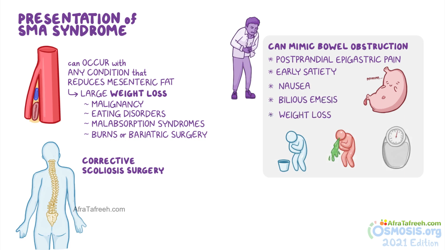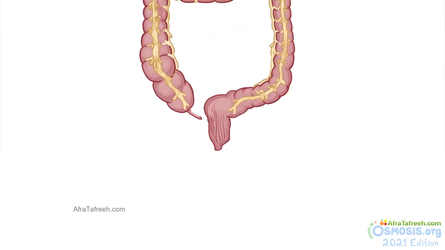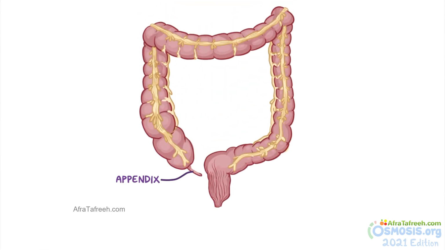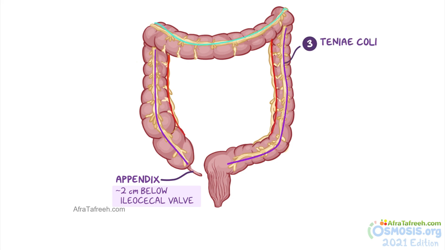Next, let's quickly go over some tips and tricks on how to identify the appendix during surgery. The appendix is normally located at the junction of the small and large intestine, roughly 2 centimeters below the ileocecal valve. To remove the appendix, the 3 Taenia coli are used as a landmark.